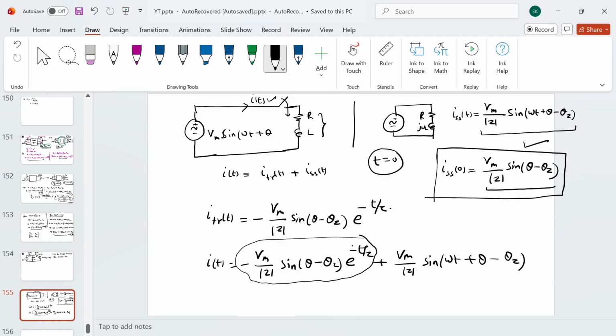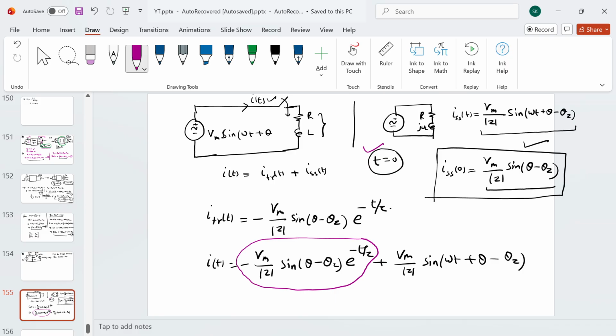In the question, it is asking at what time I should perform the switching action such that this component will be entirely zero. From this analysis, you performed the switching action at t equal to 0. So can you tell me at what time you should perform the switching action such that you will not get any kind of transient? For that, what will you have to do?